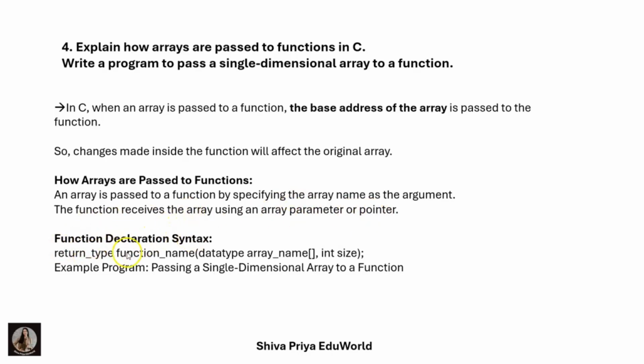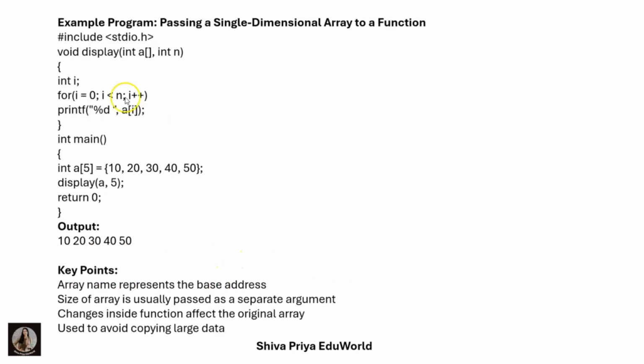Function declaration syntax: the return type you have to mention, after that the function name, data type, array name, and inside that you can mention the size; if not, also not a problem, int size. Here, for example, I'll take passing a single dimensional array to a function. Here, I have taken an example. #include <stdio.h>. I have included the standard input and output header file.